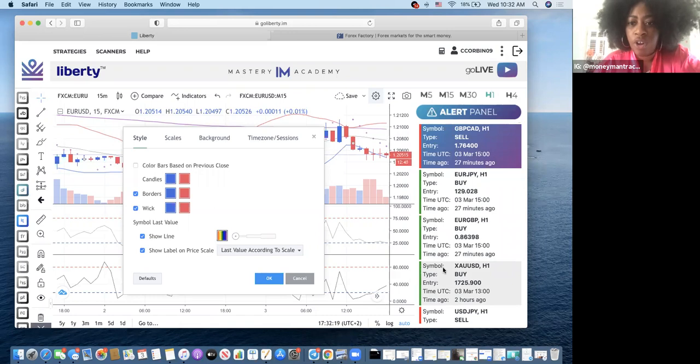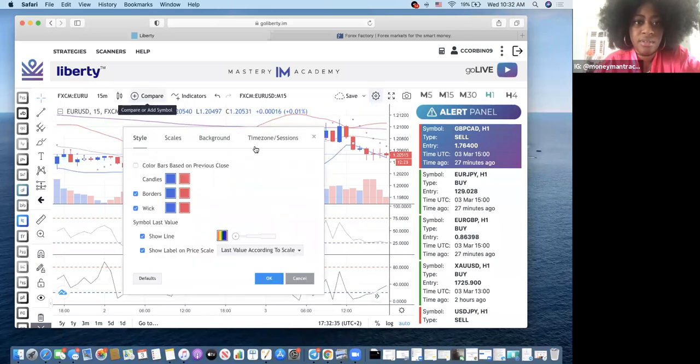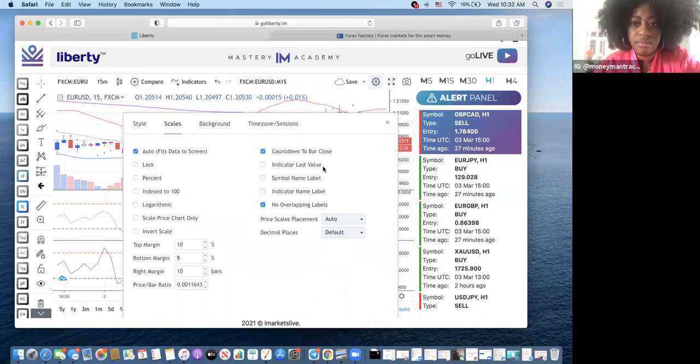So pretty much, to know how long until the next candle forms, no matter which time frame you're using, you want to click, it's next to this cloud, right? I love this cloud. This is your strategies cloud. You want to click the settings gear, right? The chart properties. You want to click scales.